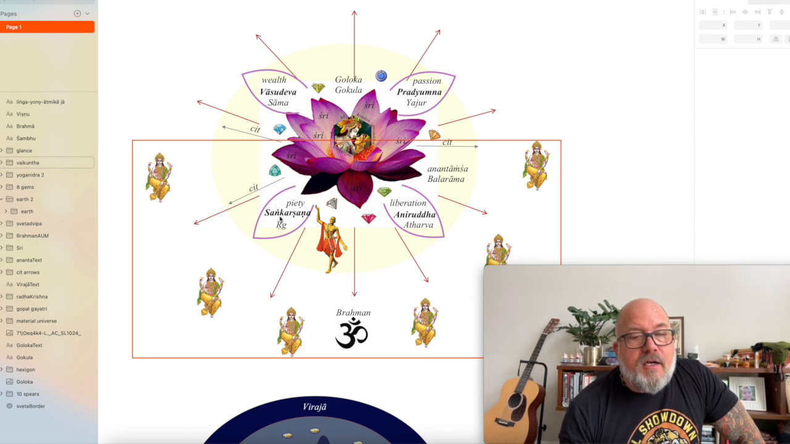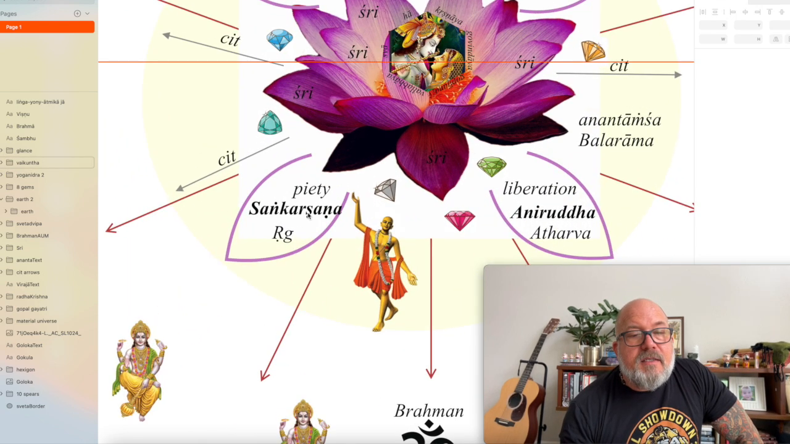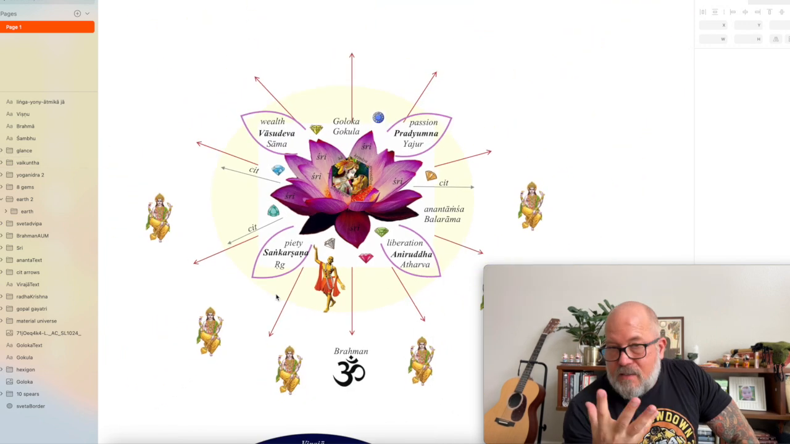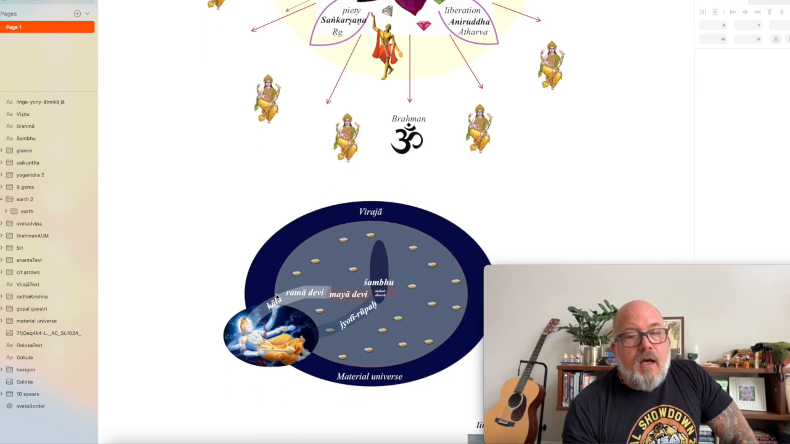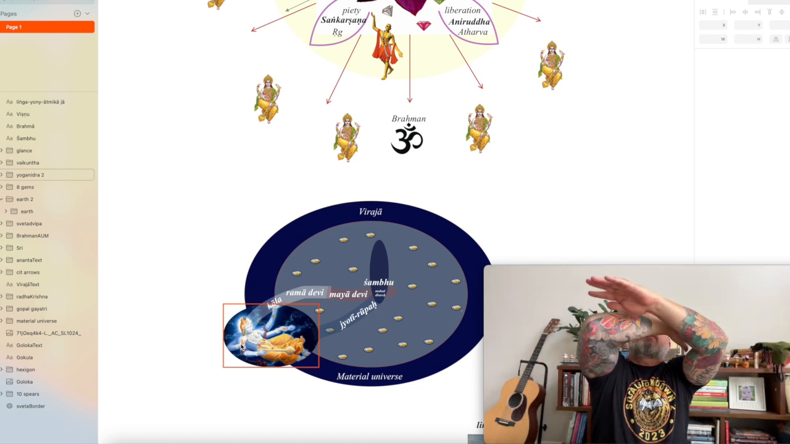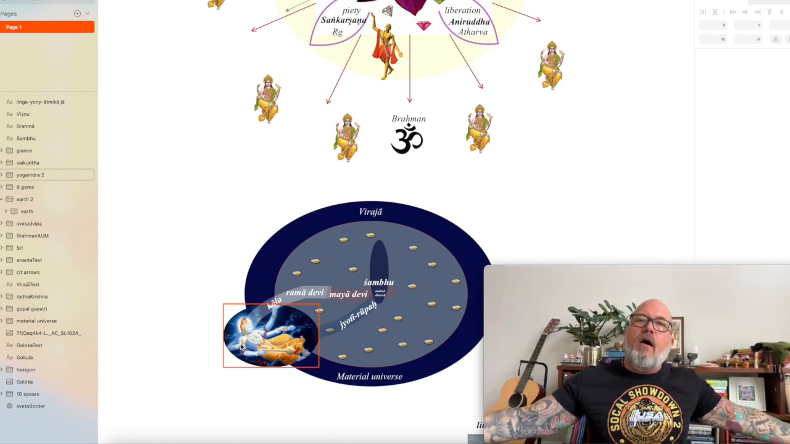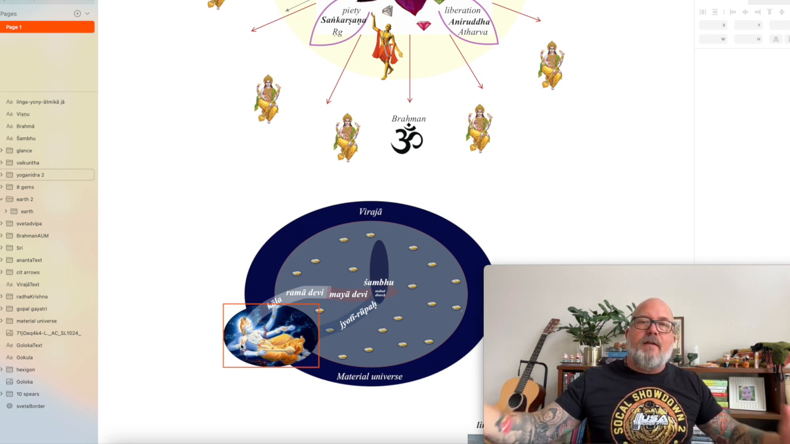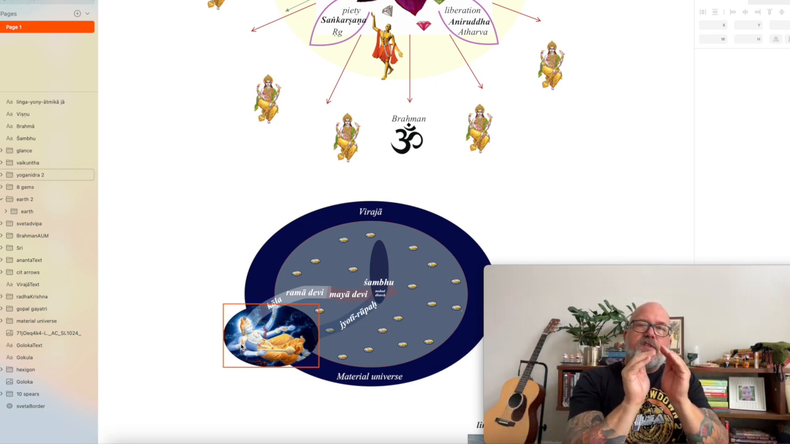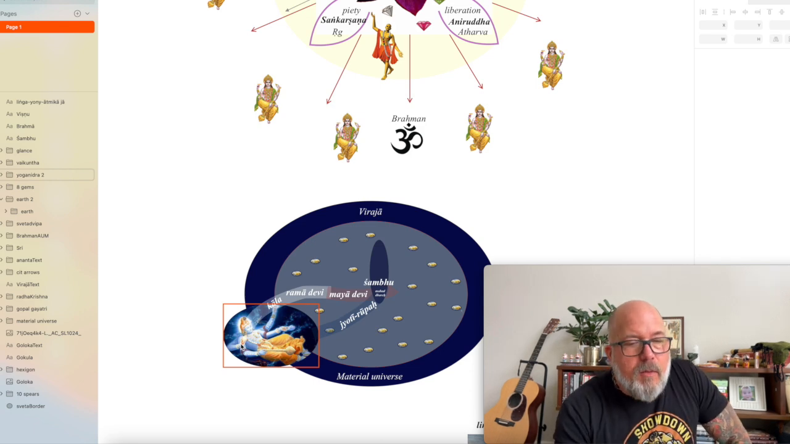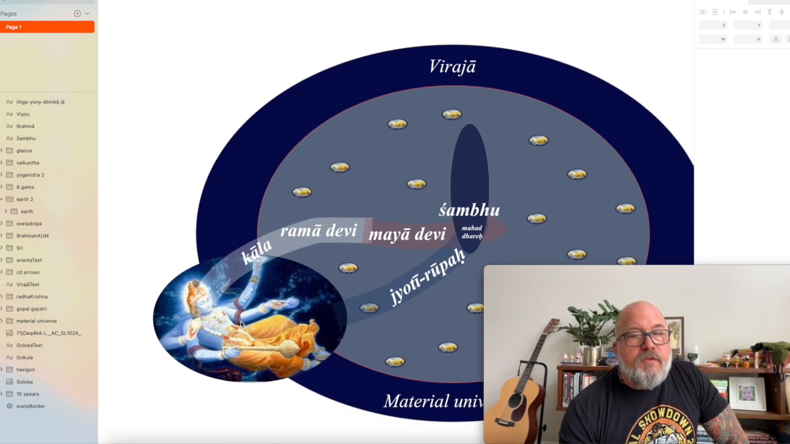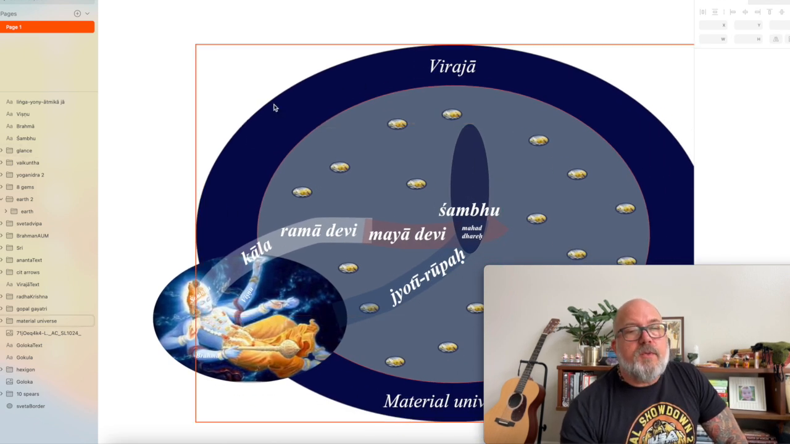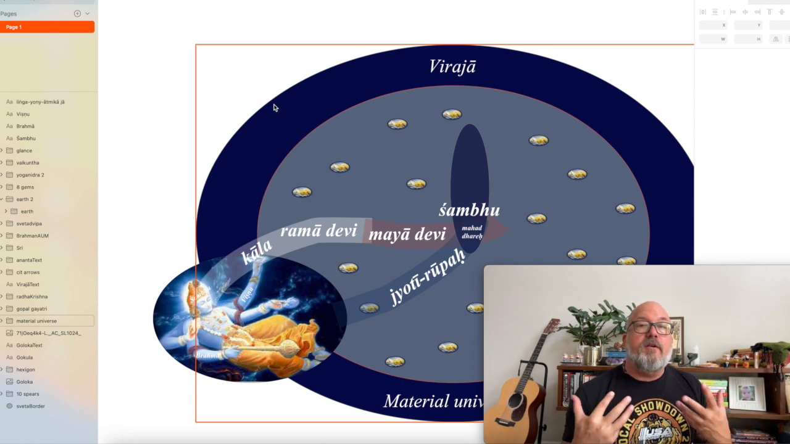So when Sankarshan has the desire to create, Sankarshan, being the first Mahavishnu, comes to the border of the material universe. So it says that the spiritual universe is the vast majority of all of existence, and the material universe is just one small little portion. And so Mahavishnu Sankarshan comes to the Viraj River, which is the border between the spiritual world and the material universe. We're in the material universe.